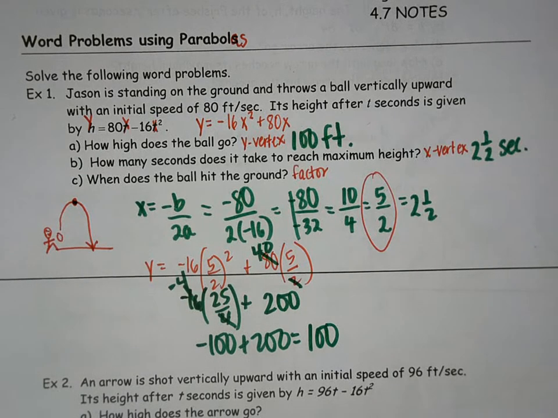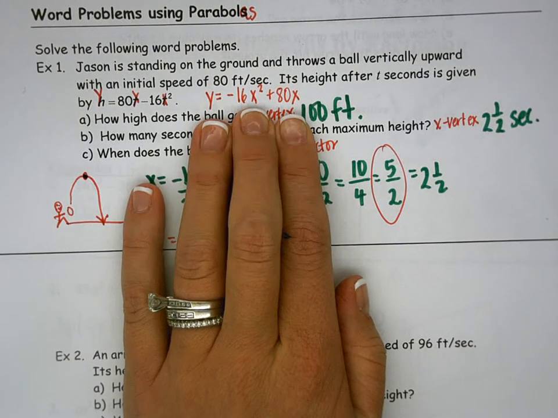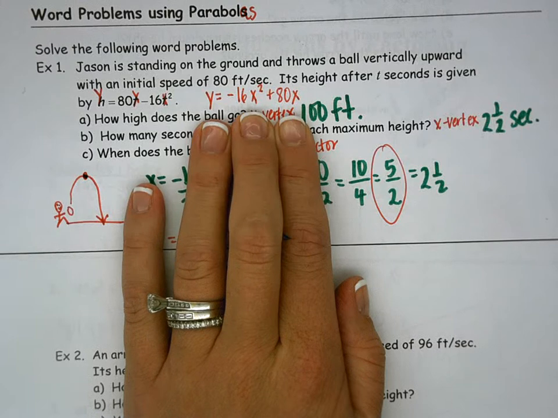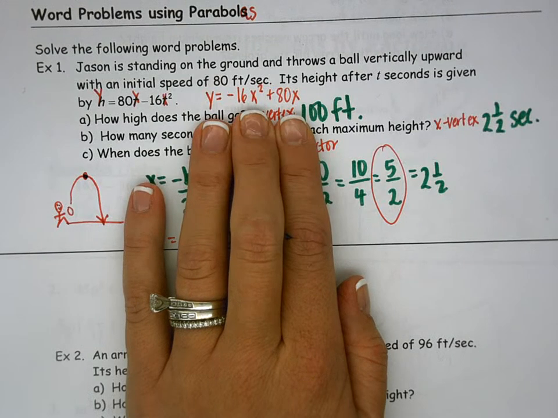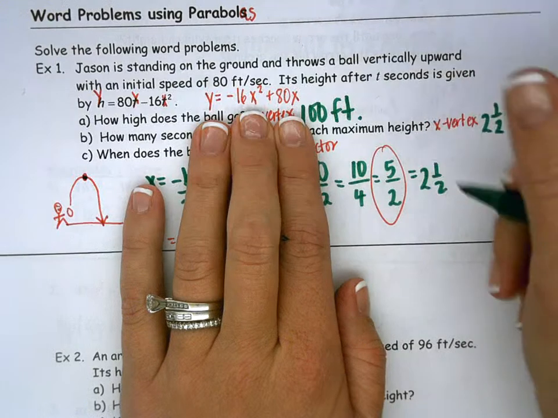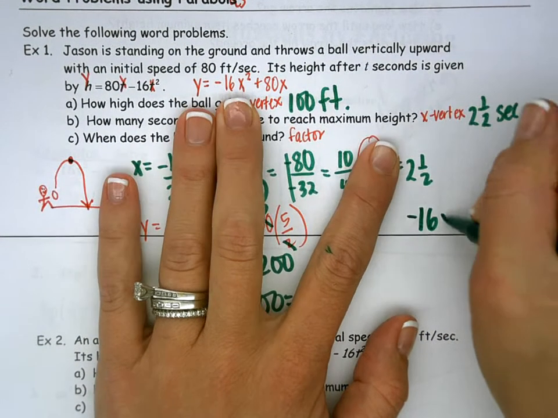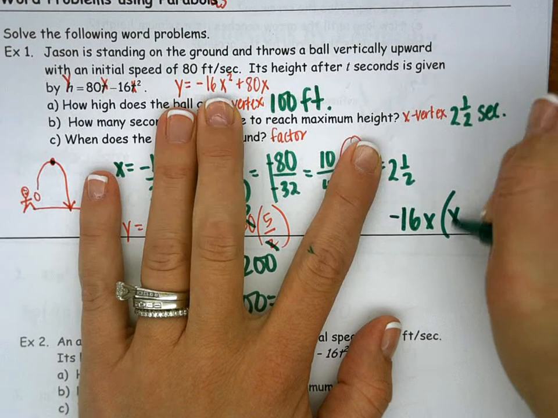Okay, so it will always work if you factor. So if I'm factoring here, and we have negative 16x squared plus 80x, what could I factor out? I can take out an 8, right? I can take out 16. And I'm going to take out a 16x. Actually, I'm going to take out a negative 16x, and that means I'm left with x what?